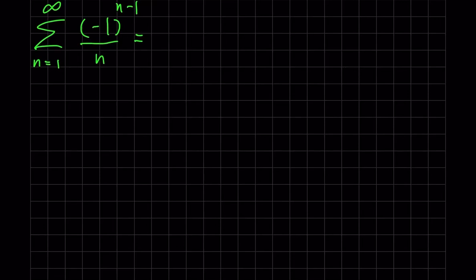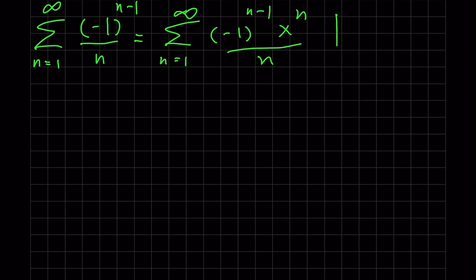Today we'll be finding the sum from 1 to infinity of (-1)^(n-1) over n. And to start off, we could consider the sum from 1 to infinity of (-1)^(n-1) times x^n over n. So this is the power series, but instead we're going to evaluate it from 0 to 1.